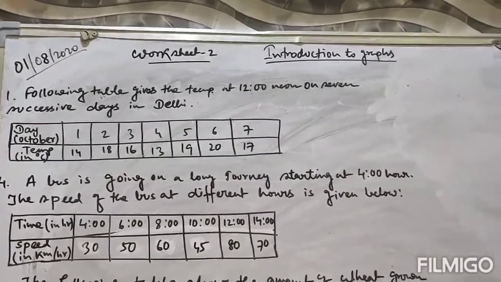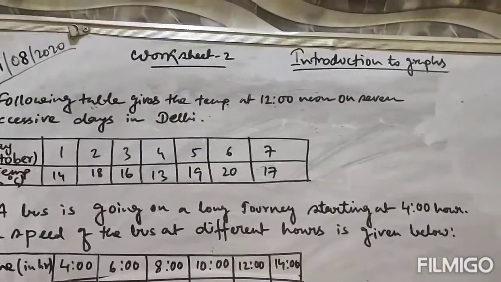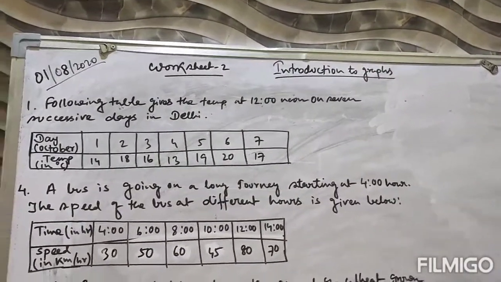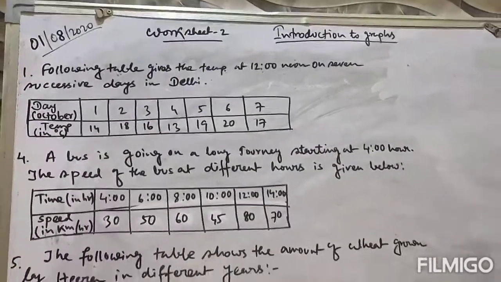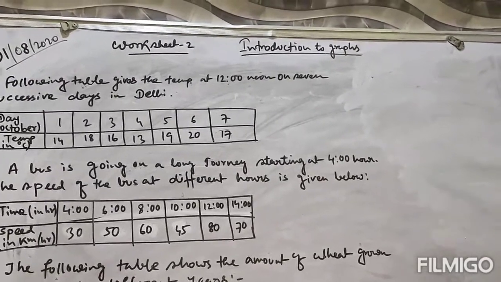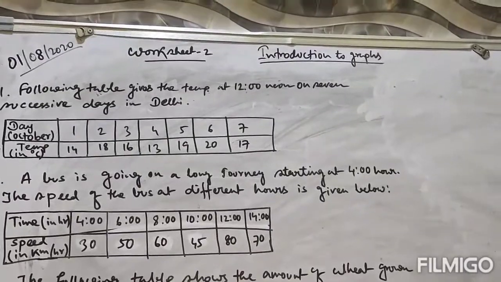This is the second session of Introduction to Graphs. The first session of this chapter was posted a couple of days ago. In this session we will plot different data on your graph paper. You can do it on your graph paper, or you can do it manually by drawing the x-axis and y-axis, that is the Cartesian plane, in your copy.